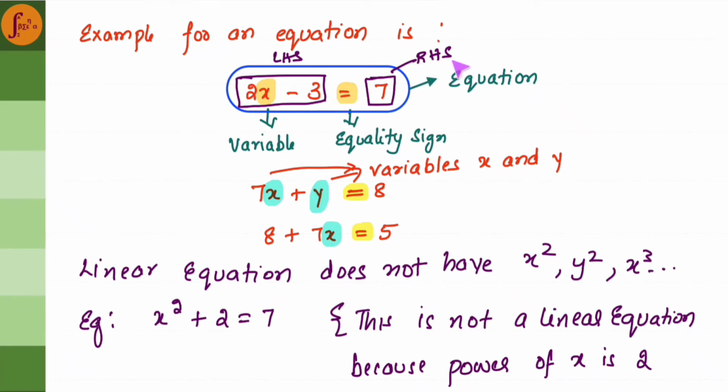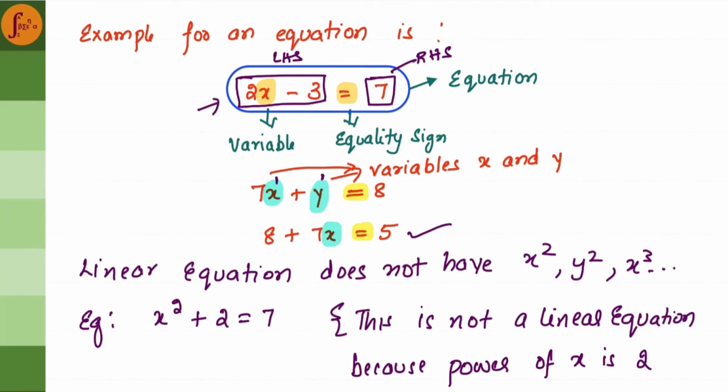Another example, 7x plus y is equal to 8. So we have x as one variable, y as one variable, and the others are numbers. Similarly, we have 8 plus 7x is equal to 5. So this is another equation. What is a linear equation? A linear equation will only be like this. You will have x, y with power as 1. If there is nothing, we assume that the power is 1.